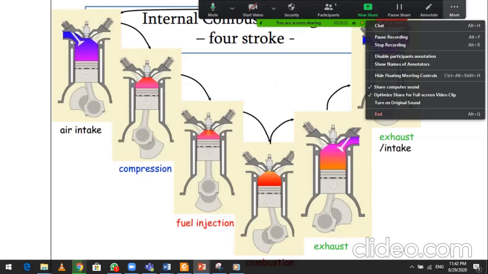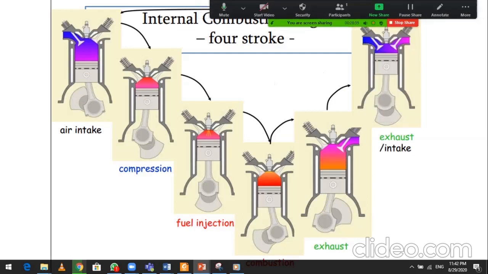Internal combustion engine, about the four-stroke. First is air intake, and this is the process. Normally we have four strokes, the four processes: suction, compression, power, and exhaust. Intake is suction, then compression with fuel injection, then power, and then the exhaust.